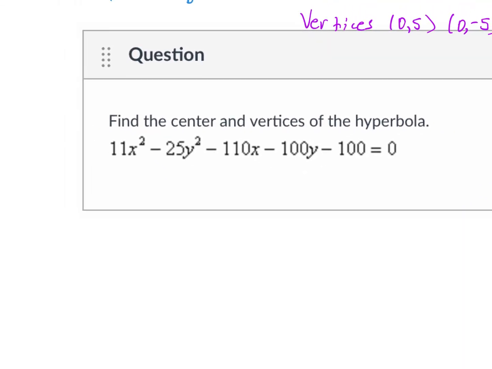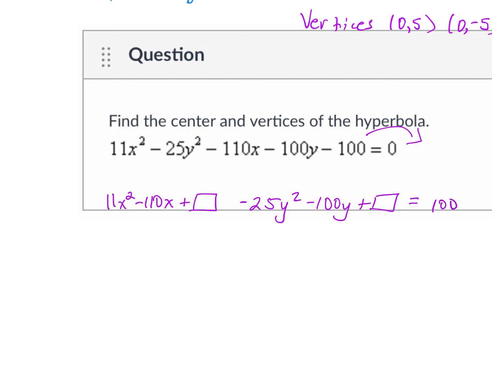All right, let's just keep our x's together. 11x squared minus 110x plus the box. And then what do I have? Negative 25y squared minus 100y plus the box. Then what do I do with this 100? I'm going to add it to the other side. Good. All right, so when we're completing, guys, we're going to complete here and complete here. I'll do it in different colors.